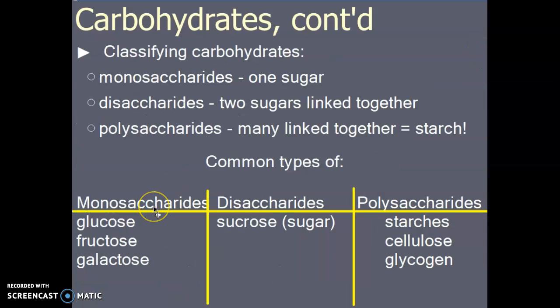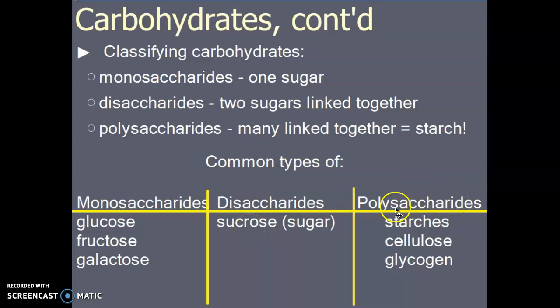Okay? All right, so some more examples of carbohydrates. If you only have one, it's a monosaccharide: glucose, fructose, and galactose. Glucose is found in every living thing. Fructose is the sugar that's in fruit. Galactose can be found in milk. Disaccharide means there are two sugars together. So, sucrose, that's the sugar that we eat.